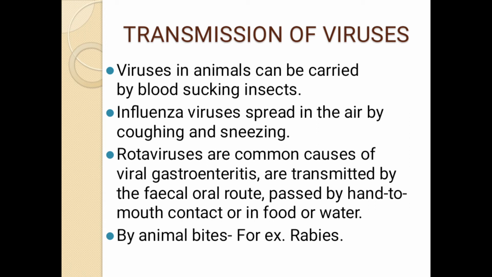Influenza viruses spread in the air by coughing and sneezing. So we all know influenza. Corona is also a type of influenza disease, and it is transmitted through coughing and sneezing, through the droplets which are created. And rotaviruses are common causes of viral gastroenteritis. They are transmitted by the fecal-oral route, or you can say through contaminated water, passed by hand-to-mouth contact, or in food or water. Some viruses are transferred by animal bites, like dogs and cats are responsible for transfer of the rabies virus.